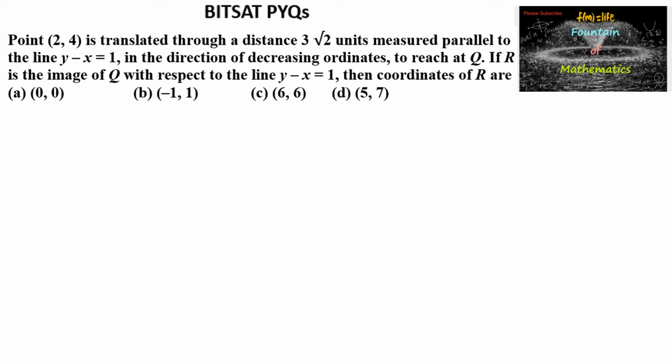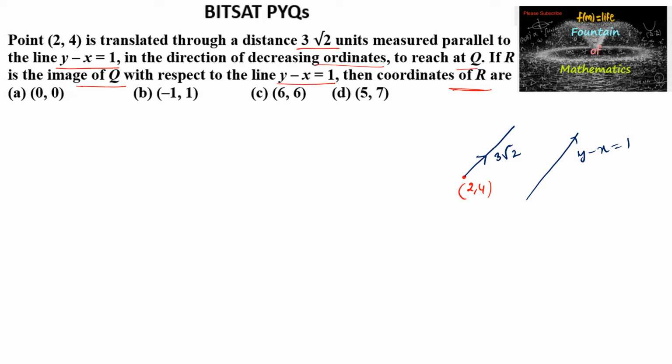Given a point 2 comma 4 is translated through a distance 3 root 2 units measured parallel to the line y minus x is equal to 1 in the direction of decreasing ordinates, to reach at point Q. If R is the image of Q with respect to the line y minus x is equal to 1, then we need to find the coordinates of R. So first of all, the point 2 comma 4 is translated through a distance of 3 root 2, measured parallel to the line y minus x is equal to 1 in the direction of decreasing ordinates.